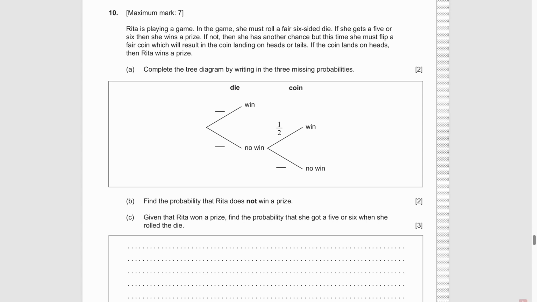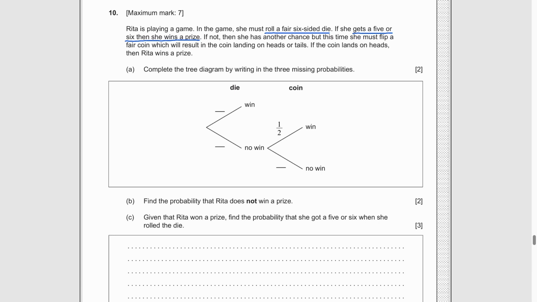Question 10. We roll a dice, and getting a 5 or a 6 means winning a prize. If we don't get a 5 or 6, then we flip a coin. If the coin lands on heads, we still win the prize. So we can complete the tree diagram. The probability of rolling a 5 or 6 is 1/3, and the probability of not getting a 5 or 6 is 2/3. For the coin flip, the probability of heads and tails is both 1/2.